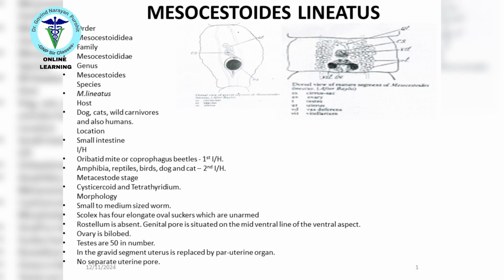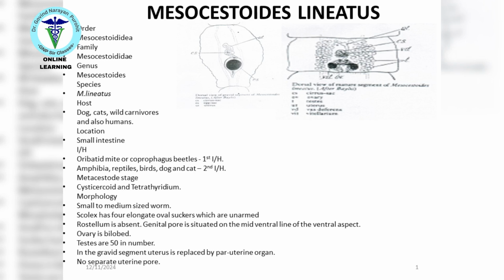Mesocestoides lineatus belongs to the order Cyclophyllidea and affects various hosts, including dogs, cats, and wild carnivores. The life cycle involves 2 intermediate hosts: the first intermediate host, such as oribatid mites or coprophagous beetles, and the second intermediate host, which can be amphibians, reptiles, birds, or mammals. The metacestode stage includes cysticercoid and tetrathyridium.